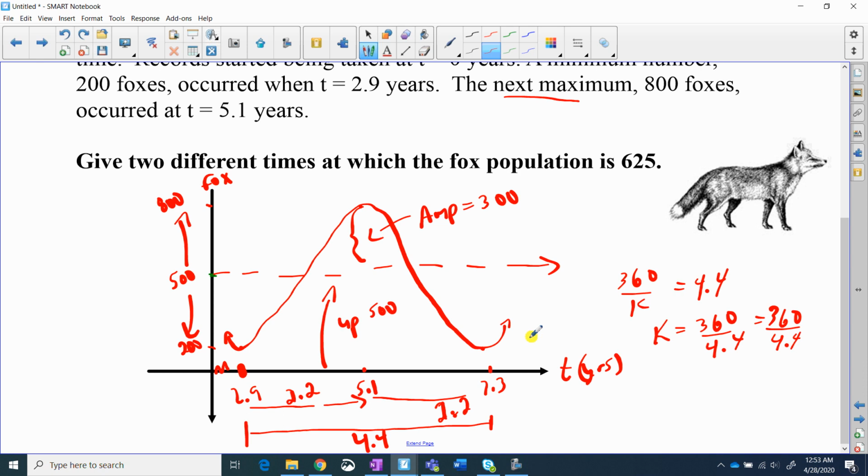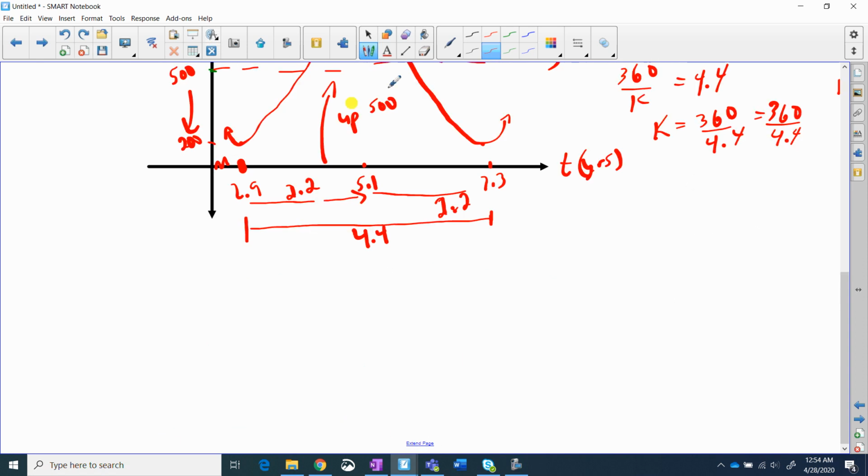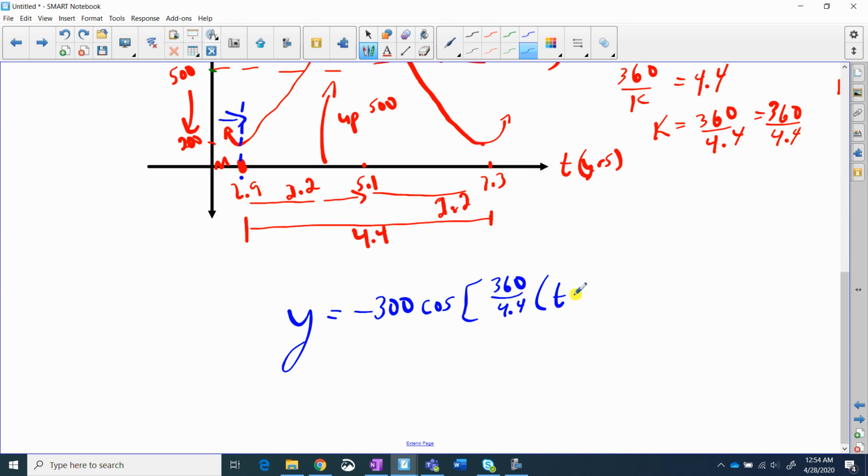That's my K value. So when I build my function, just to keep everything as accurate as possible, so switch colors. Y equals, I'm going negative cosine. Amplitude, I said, was 300. Negative 300 cosine. K value is 360 over 4.4. For a negative cosine, you got to shift to the right 2.9. So right 2.9. Vertical shift is up 500.